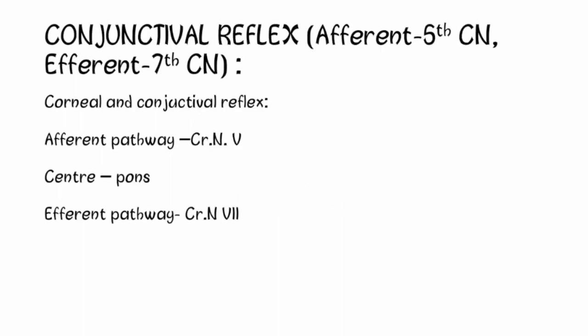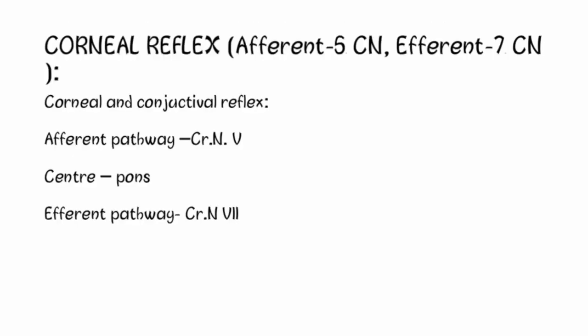Now the next reflex is conjunctival reflex. Corneal and conjunctival reflex both share the same pathway. Afferent pathway by the cranial nerve number 5, that is the trigeminal nerve. Center is in the pons and the efferent pathway is by the cranial nerve number 7, that is the facial nerve. Now this reflex is elicited by touching the conjunctiva with the cotton wool swab. Response is the contraction of orbicularis oculi muscle, due to which there is rapid closure of the eyelid.